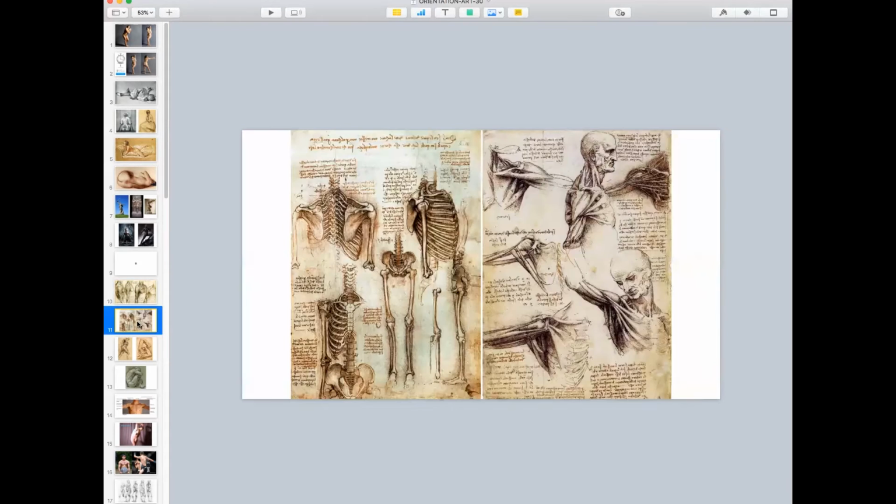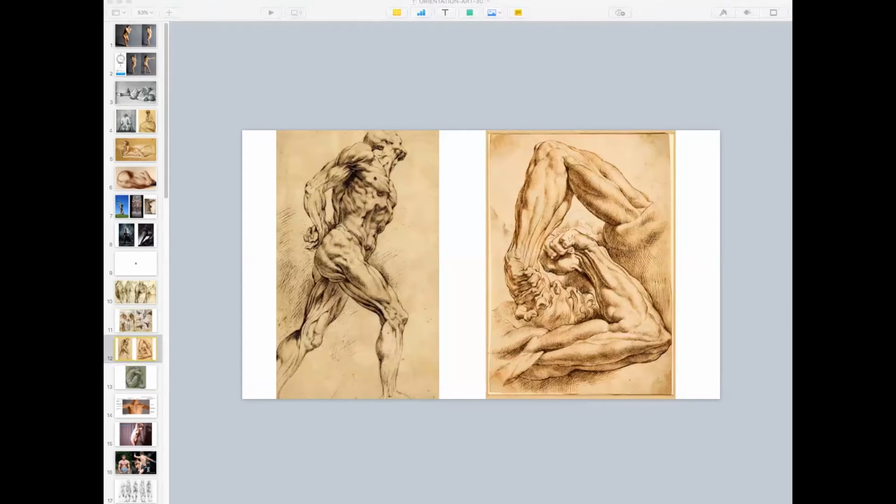And as you can see in these drawings by Leonardo da Vinci, who dissected figures in order to improve his art so he could see and understand more fully the structure of the human body. While this is not an anatomy class, we will be learning to understand basically the surface anatomy of the body and how to recognize these very important landmarks as you're drawing.